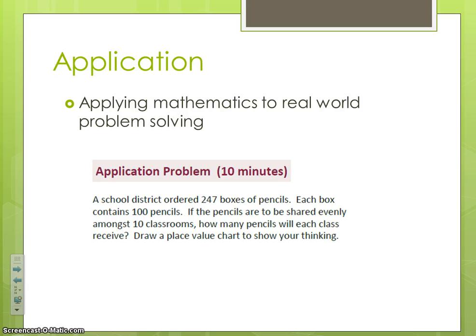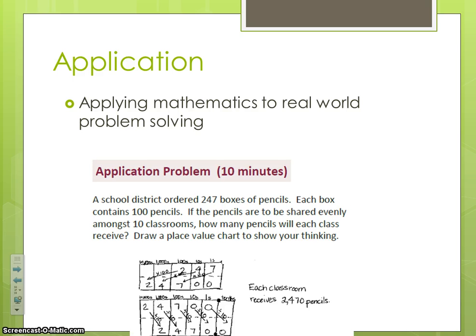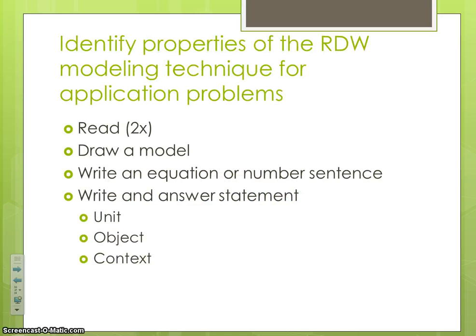Here's an example of an application problem. If you would like to solve it, go ahead and solve it now. The work shown is showing how they use the place value chart to solve this application problem. Note that the problem allows 10 minutes to solve, and solving that problem probably will not take that long for some of your students. However, the important piece of the application problem is that they draw the work and are able to explain it to another. So we've talked about the RDW, or the RDWW if you prefer.